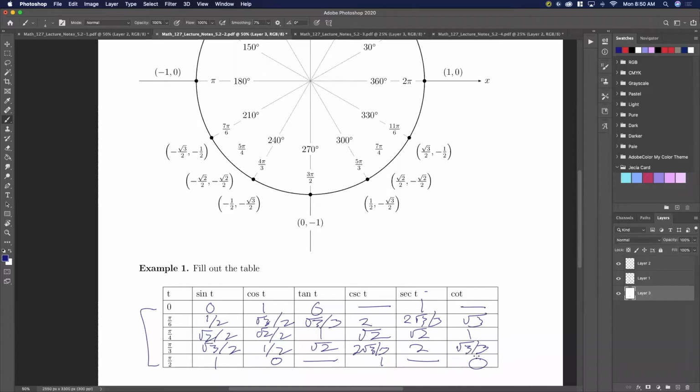So this is just something you need to be able to do and calculate. All right, I'll leave that up for a second, and then I'll move on to the next one.